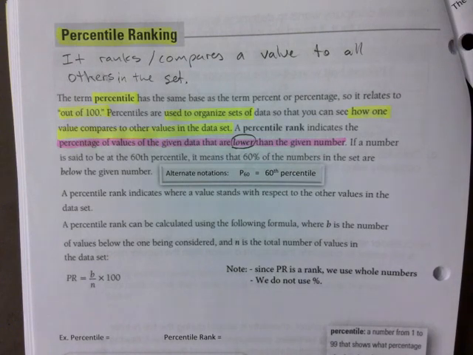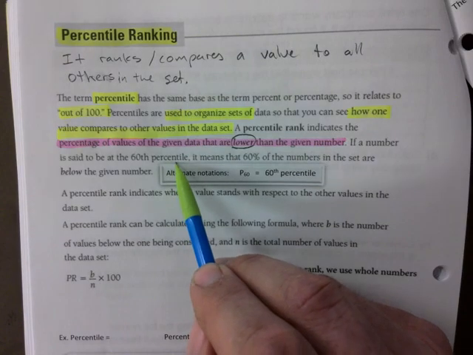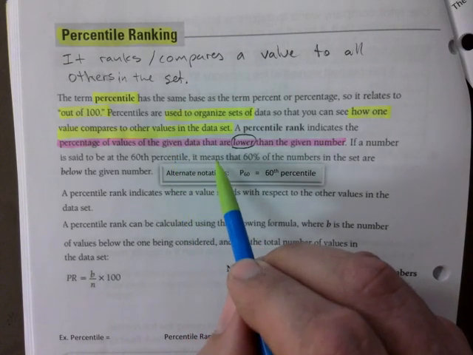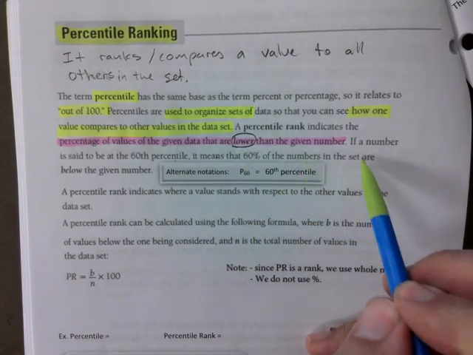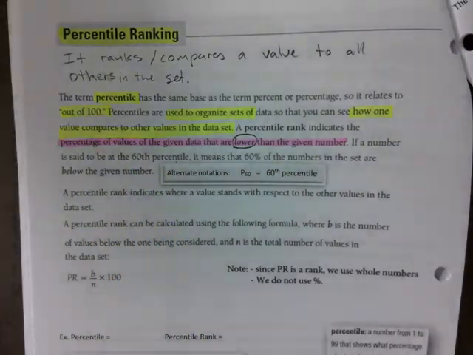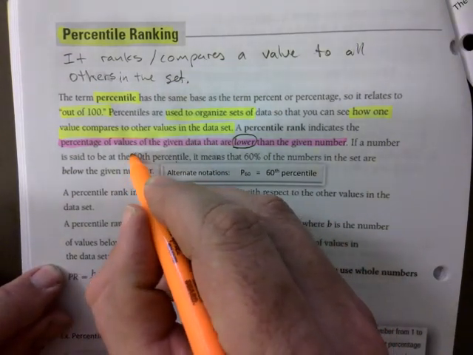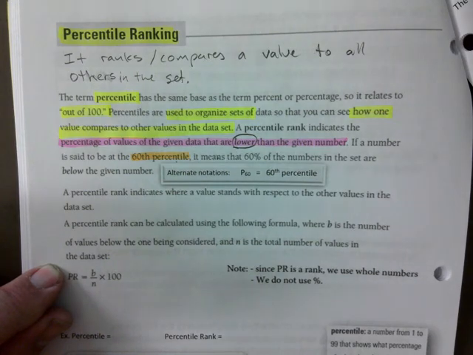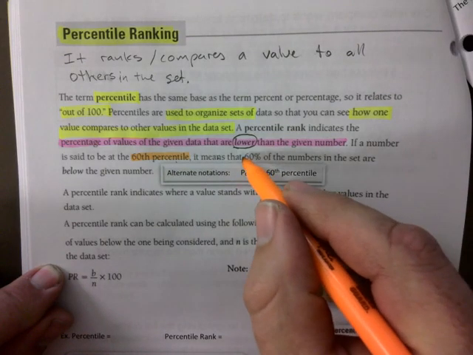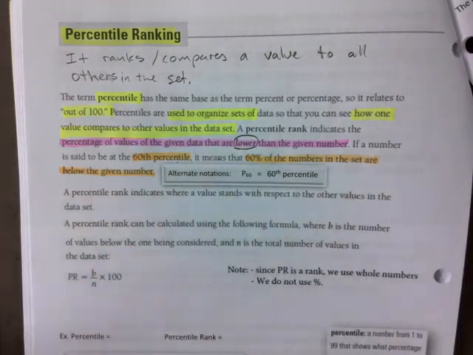If a number is said to be at the 60th percentile, it means that 60% of the numbers in the set are below a given number. Did you catch that part? Let's try that one more time. If I say my test score that I got in a math course in university puts me in the 60th percentile, it would mean that 60% of my classmates scored below what I scored.